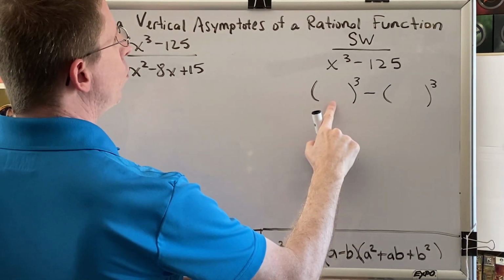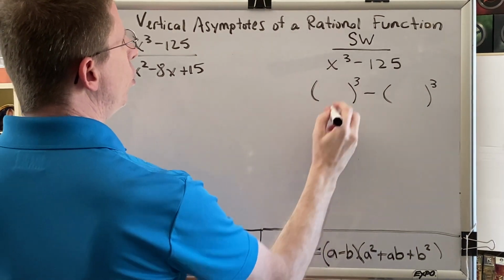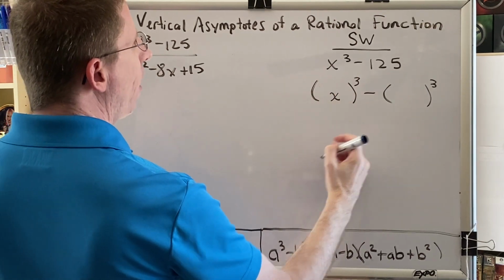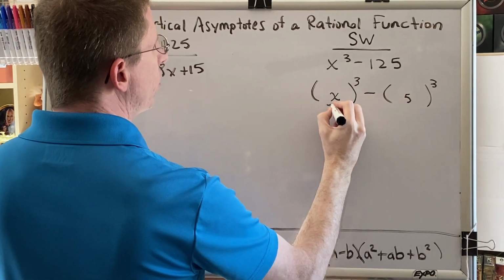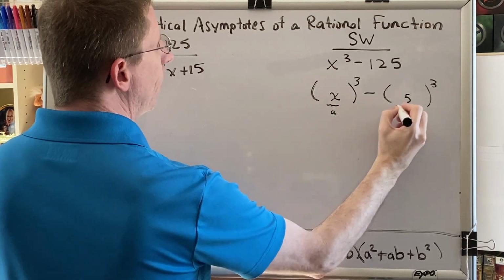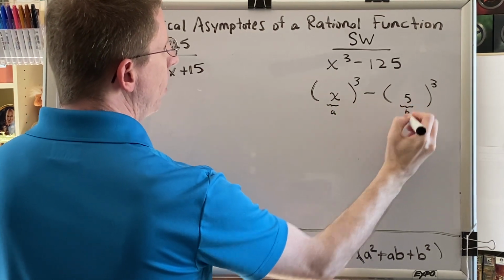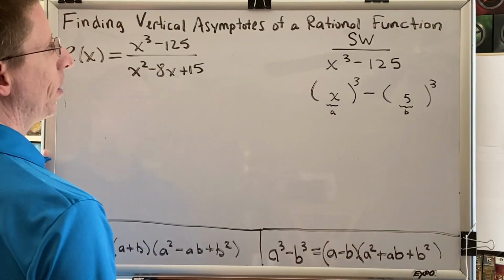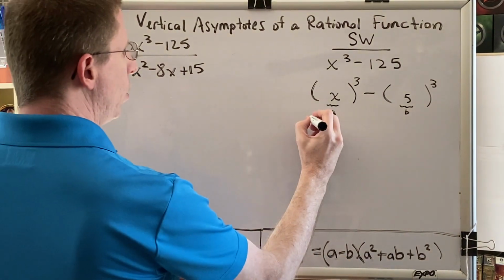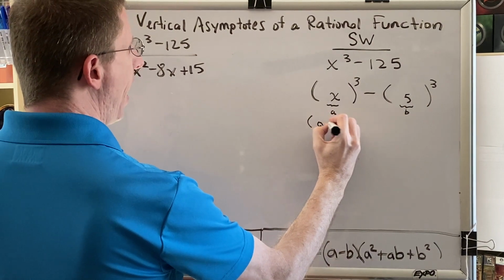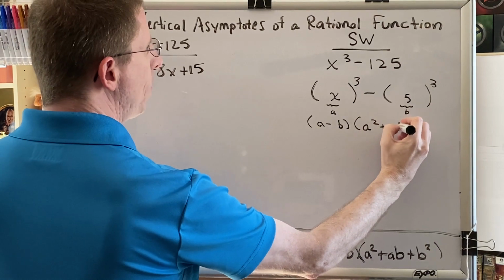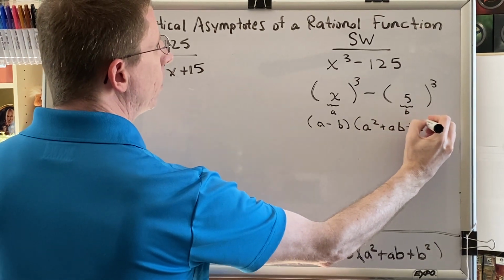So what do we have to raise to the third power to make x cubed? x. What do we have to raise to the third power to make 125? 5. So this is our A, this is our B, and we'll use our factoring formula shown here. The right-hand side of the factoring formula gives us the factored answer. So we're going to have A minus B times A squared plus AB plus B squared.